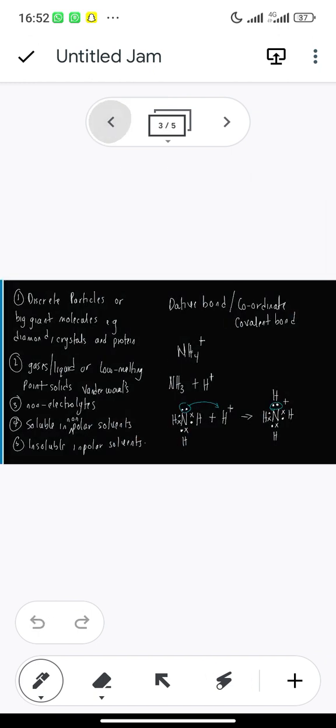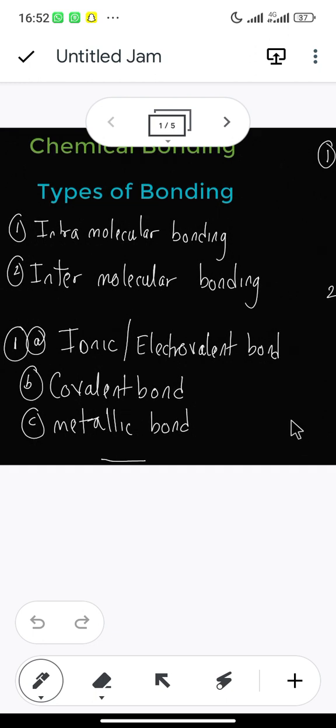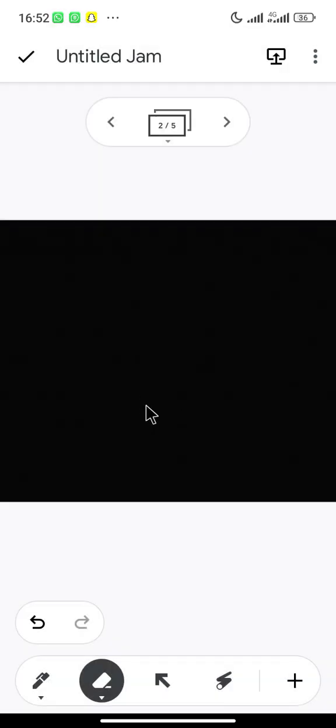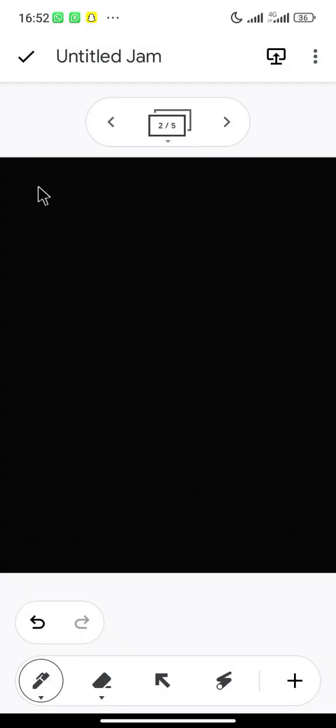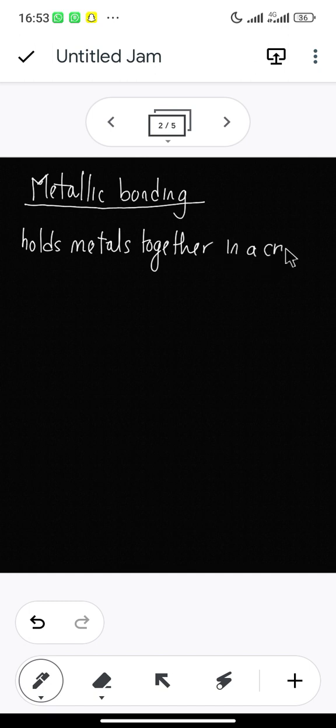Now, what we're going to do now is, remember we've talked about the ionic bond and the covalent bond. Now we'll talk about the metallic bond. From the name metallic bond, what should come to your mind is metals. So this is just the type of bond that holds metals together in a crystal.